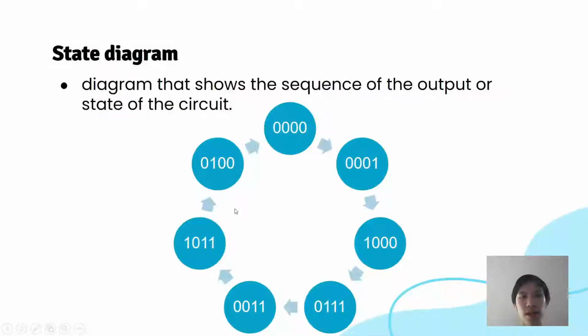Then this is the state diagram. A state diagram is a diagram that shows the sequence of the output or state of the circuit. In simple words, it is a cycle that shows the sequence of how the counter will count. So in our counter, we will count from 0000 to 0001 to 1000, then 0111, 0011, 1011, 0100, and then back to 0000.